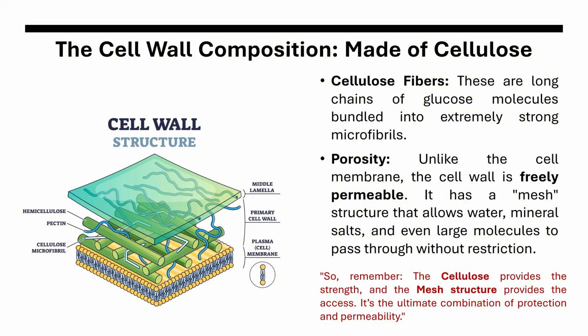Because the cell wall is non-living, it does not grow or change on its own like the membrane does. It is a fixed structure. But do not let that fool you. You should not get confused. Without this rigid boundary, that is the cell wall, plants would not be able to handle the internal water pressure they need to stay upright. So remember, the cellulose provides the strength, and the mesh structure provides the access. It is the ultimate combination of protection and permeability.